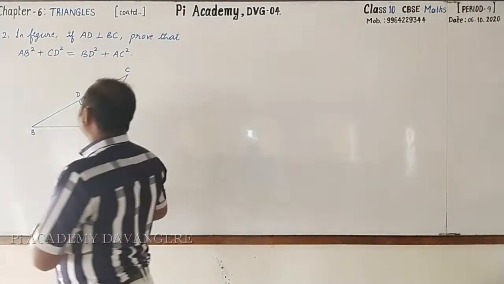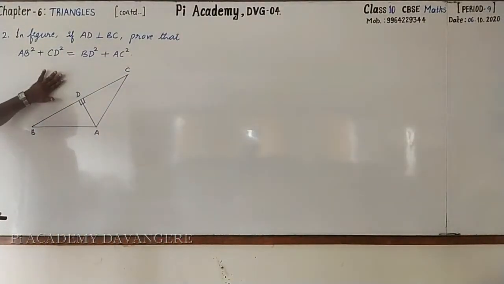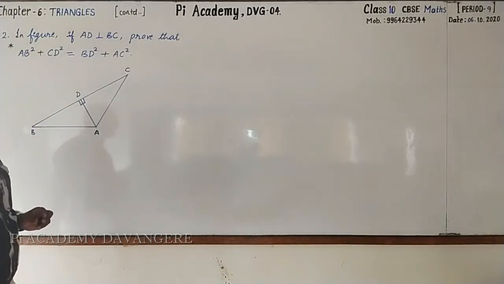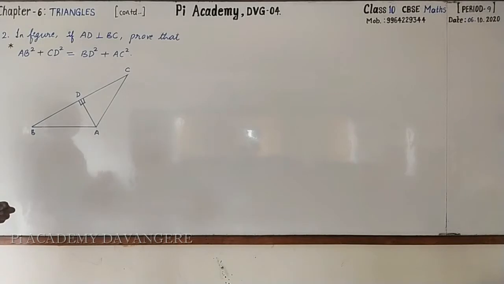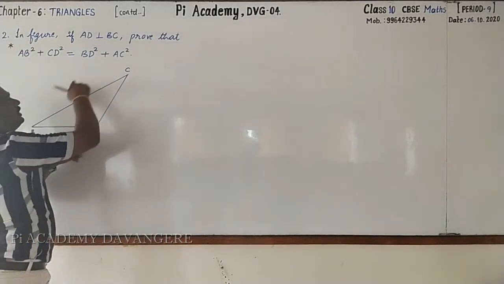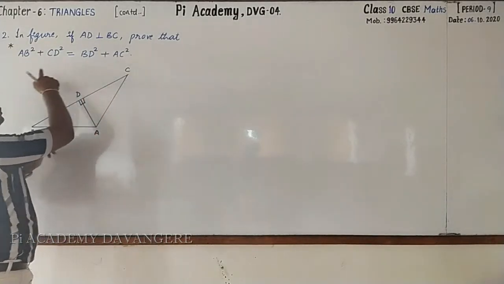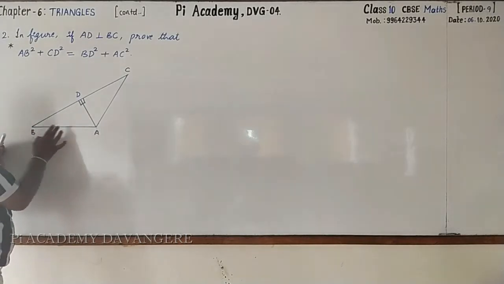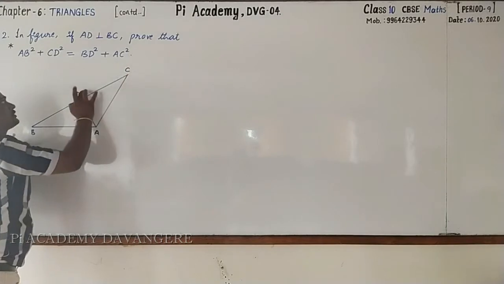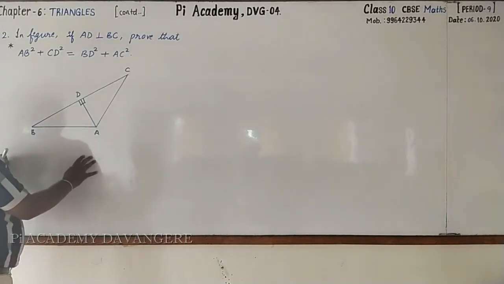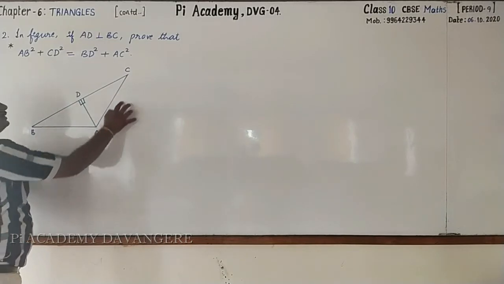Look here, this is the second one. Very simple and is also important from the examination point of view, and it was given once in the examination for 2 marks. The statement is like this. In this figure, AD is perpendicular to BC. Then we have to prove that AB square plus CD square is equal to BD square plus AC square.